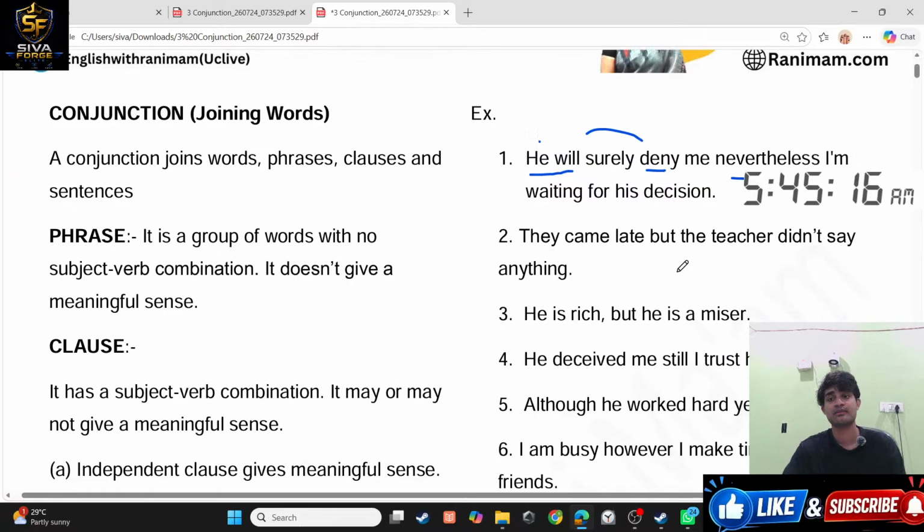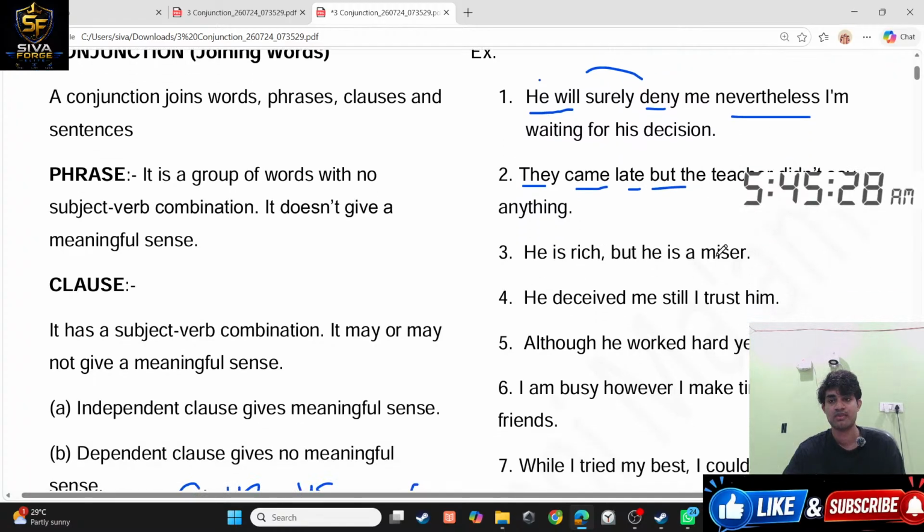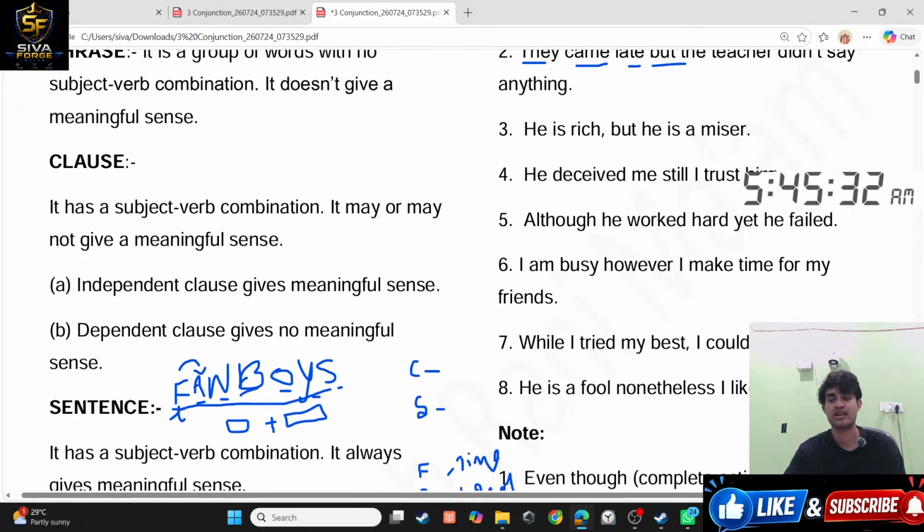They came late, but the teacher didn't say anything. But is my conjunction. He is rich, but he is a miser. Subject verb, subject verb. He deceived me, still I trust him. Subject verb, subject verb. Although he worked hard, yet he failed.